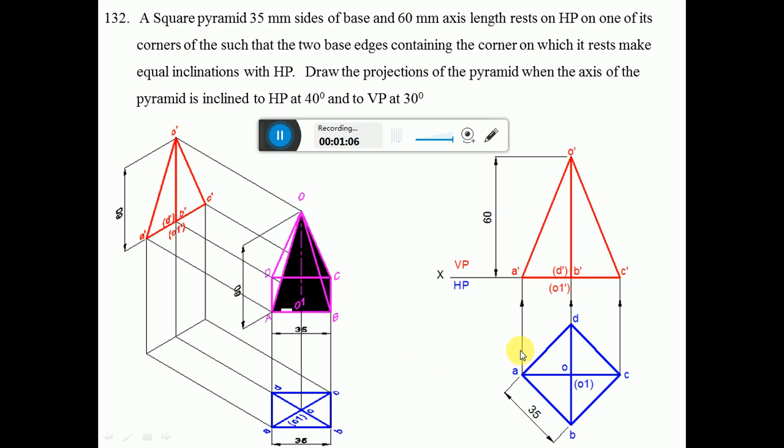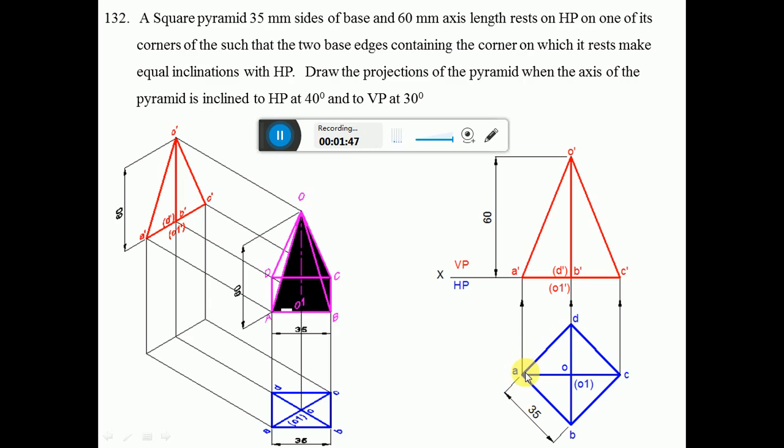You can consider any point and draw a line from it, and also another line, so that these two edges, AB and AD, make equal inclinations. That means with respect to this vertical line, they must make equal inclination. Since it is a square, each will make an angle of 45 degrees when you look from the top view, as you can see here.